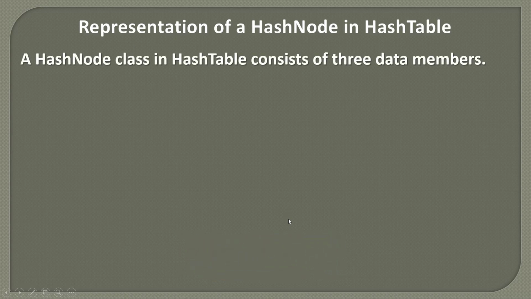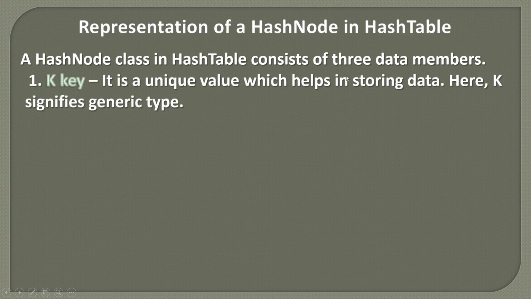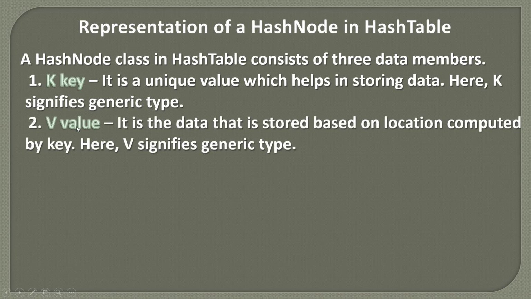So here, a hash node class in a hash table consists of 3 data members. The first one is the key. The key is basically a unique value which helps us in storing the data, and here K simply represents a generic type in Java. The second data member is value, which is the actual data being stored in a hash table in a location computed by the key and the hash function. So here V simply signifies the generic type, it can be any type. So K and V can be any type.